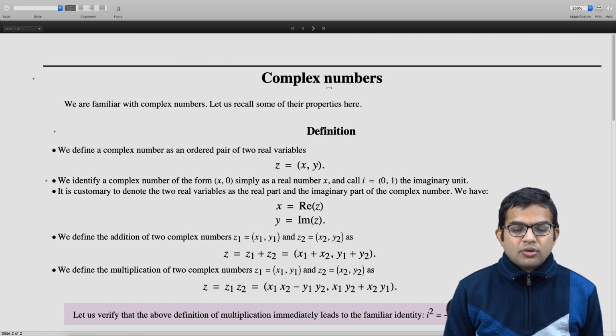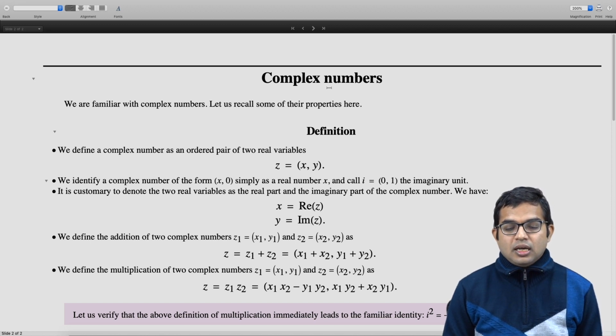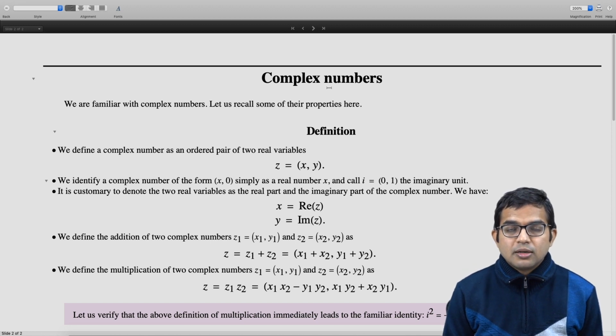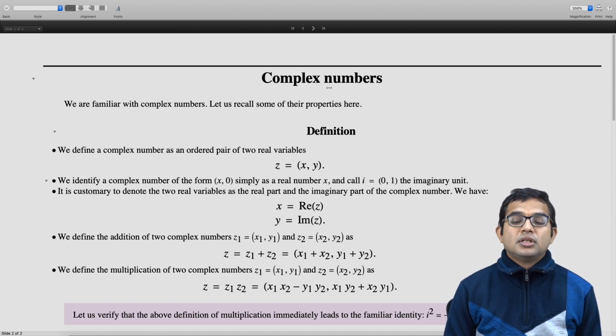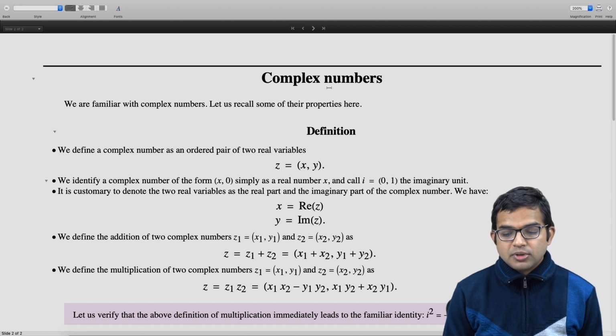And multiplication of two complex numbers is defined by this operation, right? You take the real part of the first complex number, multiply it by the real part of the second, and then subtract the product of the imaginary parts. If you're trying to multiply z1 times z2, we just have to specify the real part and the imaginary part of the resulting complex number. The real part is given by the product of the real parts minus the product of the imaginary parts of the two complex numbers being multiplied.